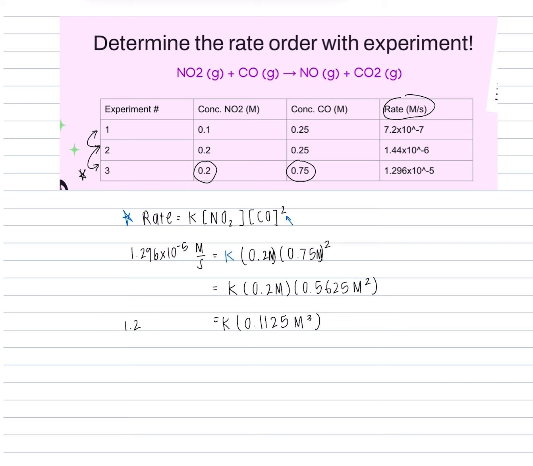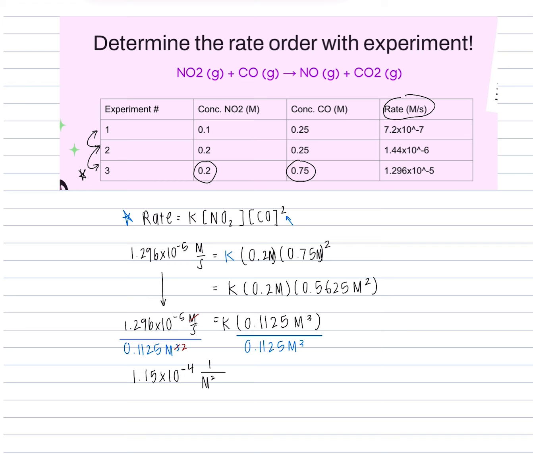Then I know I'm going to have to continue using my units. I bring down my original rate because I didn't have to do any math on that side. I'm going to divide by my 0.1125 molarity cubed, and do the same thing on the other side. I see that I have 1 molarity on the top, so I'm going to cancel it with one of mine on the bottom. This will become a 2. So the value that I get is 1.15 times 10 to the negative 4th, 1 over molarity squared.